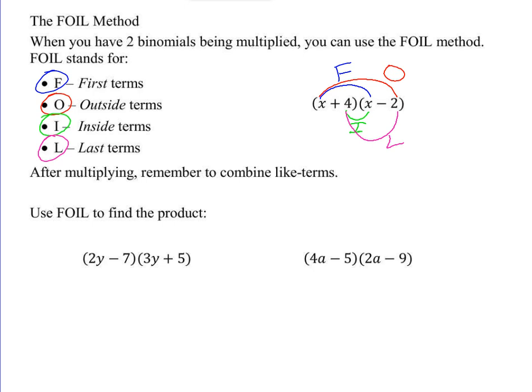So, use FOIL to find the product. Well, the first thing I'm going to do, and by the way, feel free to copy down your problem and draw out these little things to help you remember. So that's what I'm going to do for these first couple problems. We're using FOIL. F stands for what? The first terms. And the first terms are the first terms in each of the binomials. Those two right there. When I FOIL that, what do I get?